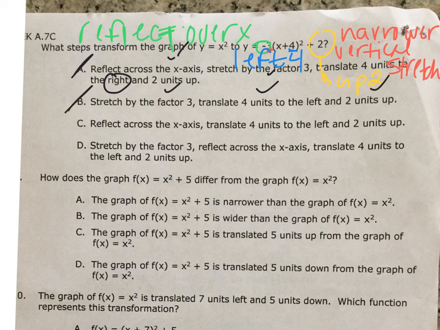C: reflect across the x, check. 4 units to the left, yep. 2 units up, okay, but nothing about the stretch. That makes answer choice D the correct answer. I have the stretch, reflect, translate 4 to the left, and 2 units up.